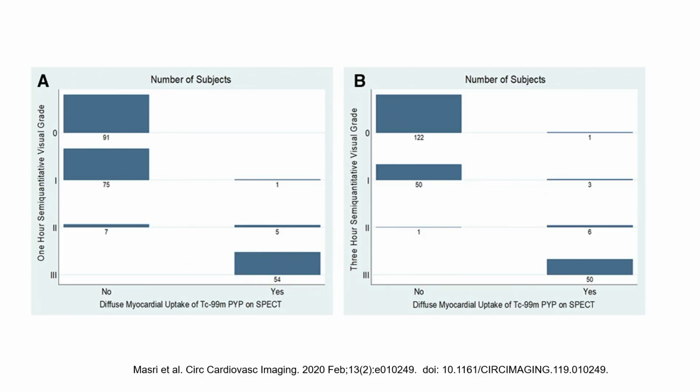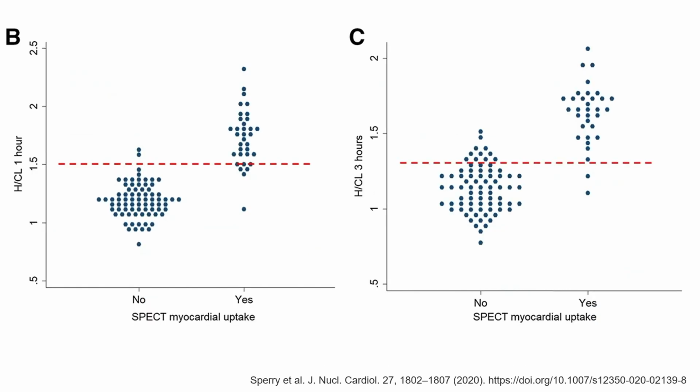When you compare planar and SPECT imaging, you can see that there are differences. This is work put together by Dr. Masri, where he looked at the planar visual grading, which is the vertical axis, compared to the SPECT grading, which is the horizontal axis. You can see that there's not good agreement between the two. There's certainly some overlap. Similarly, if you look at HCl ratio, you can see that there's actually a split between people who are SPECT positive and SPECT negative, but quite a bit of overlap.